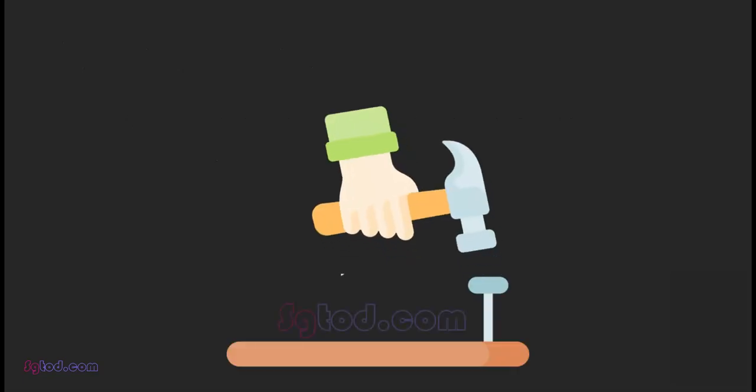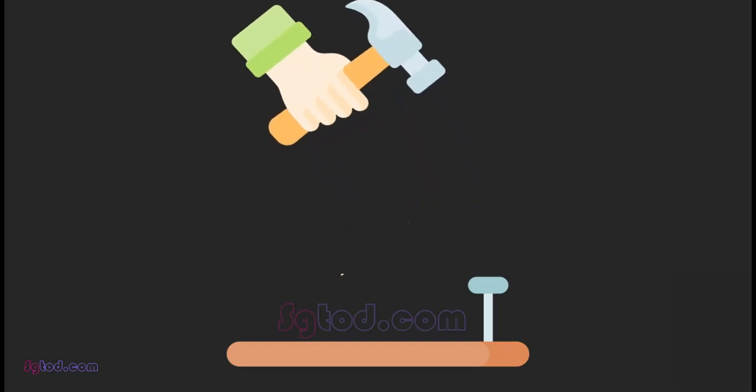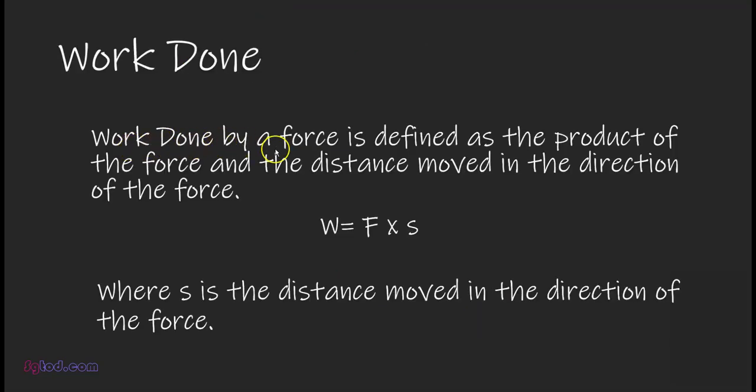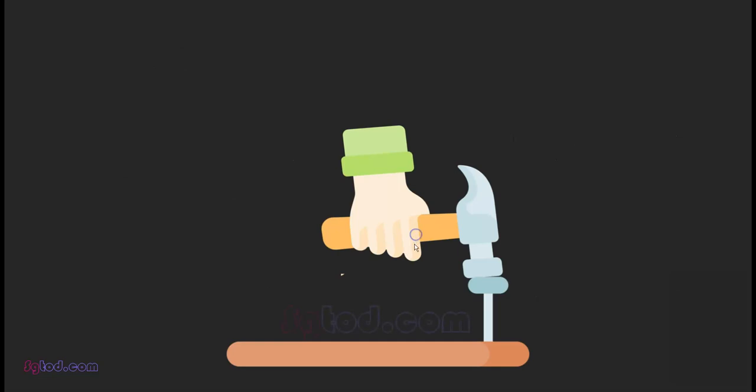So the higher we raise the hammer, the greater the gravitational potential energy. That means the more the energy is transferred to the hammer. That also means the amount of work we are doing is greater. Now, the work done by a force is defined as the product of the force and the distance moved in the direction of the force.